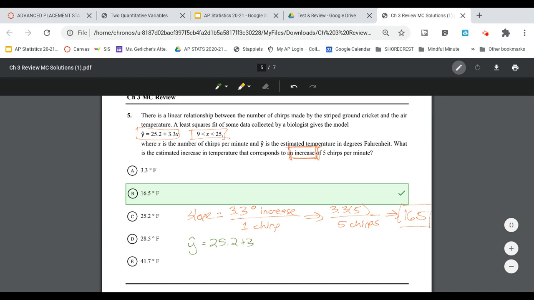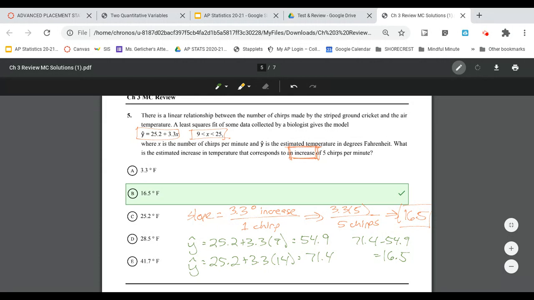3.3 times 9 plus 25.2, I get 54.9. And then try another point that is 5 above that. We're looking for an increase of 5, so 5 above 9 would be 14. 14 times 3.3 plus 25.2 is 71.4. And then if you go 71.4 minus 54.9, you get 16.5 as well.